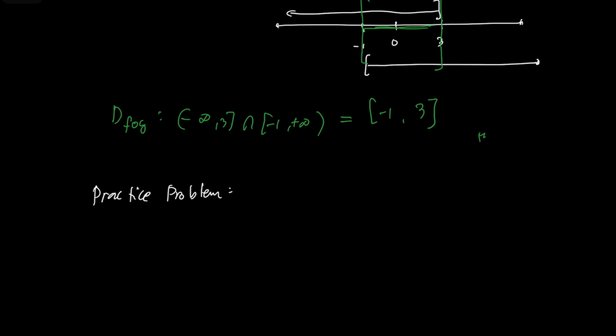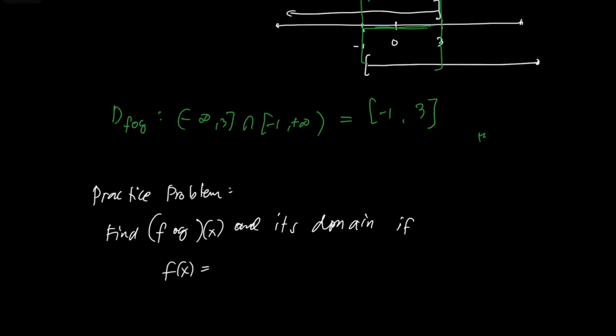So we have a practice problem. Try to solve this practice problem, and if you have questions, just ask during class. Find the composition and its domain. If f of x is equal to square root of 9 minus x squared, and g of x is equal to square root of x minus 1.